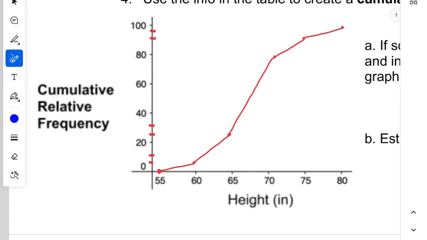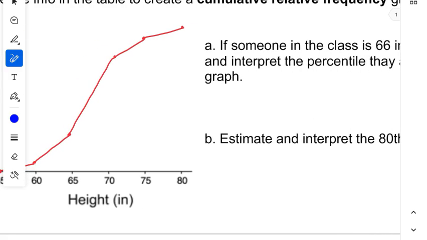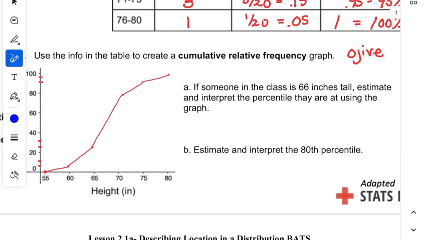Okay, so if, instead of doing a cumulative relative frequency, we did a histogram, where would the tallest bar be? How would it correlate to this graph right here? Yeah, 66 to 70, where that steepest part is. Yeah, I agree with you. Okay, so let's answer the questions. If someone in class is 66 inches tall, estimate and interpret the percentile they are at using the graph.